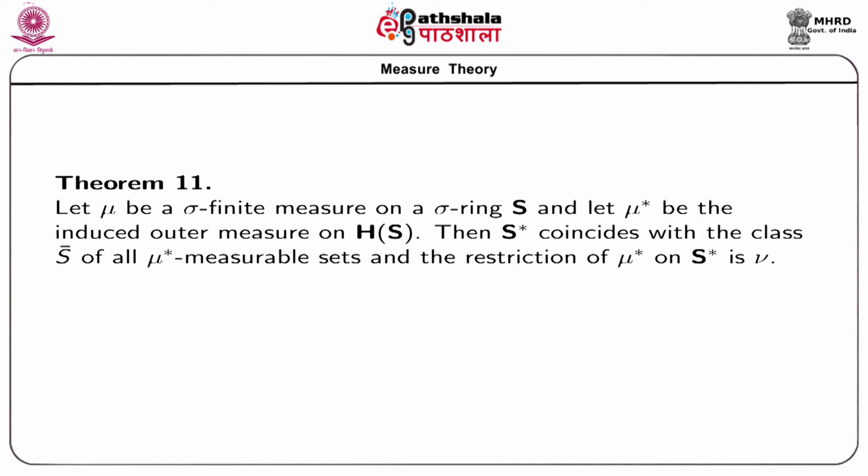We now present the final result of this module. If mu is a sigma finite measure on a sigma ring S and mu star is the induced outer measure on H S, then the collection S star, which was described in theorem 9, coincides with the class S bar of all mu star measurable sets, and moreover the restriction of mu star on S star is actually the completion measure nu of the measure mu.